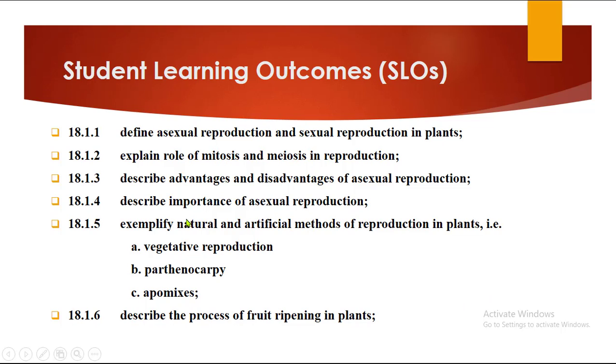Explain the role of mitosis and meiosis in reproduction. Describe advantages and disadvantages of asexual reproduction. Describe importance of asexual reproduction. Exemplify natural and artificial methods of reproduction in plants, that is vegetative reproduction, parthenocarpy, apomixis. And the last SLO is describe the process of fruit ripening in plants.